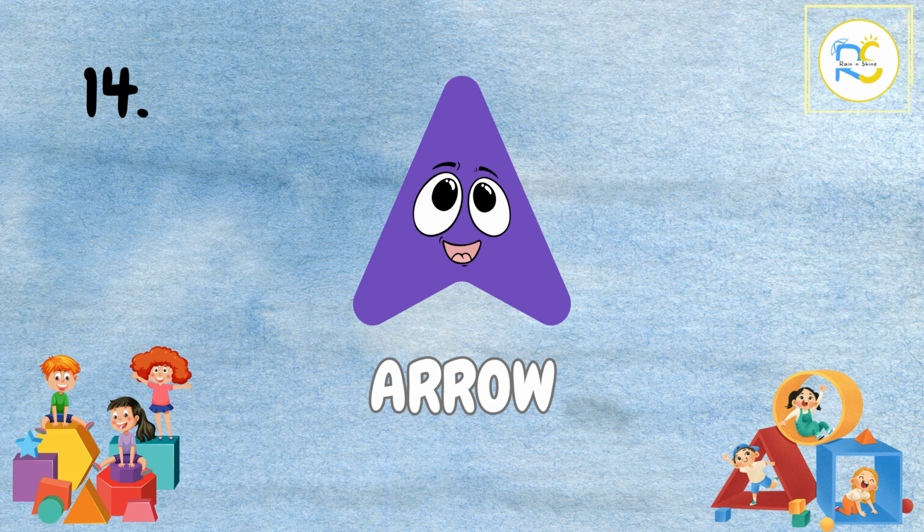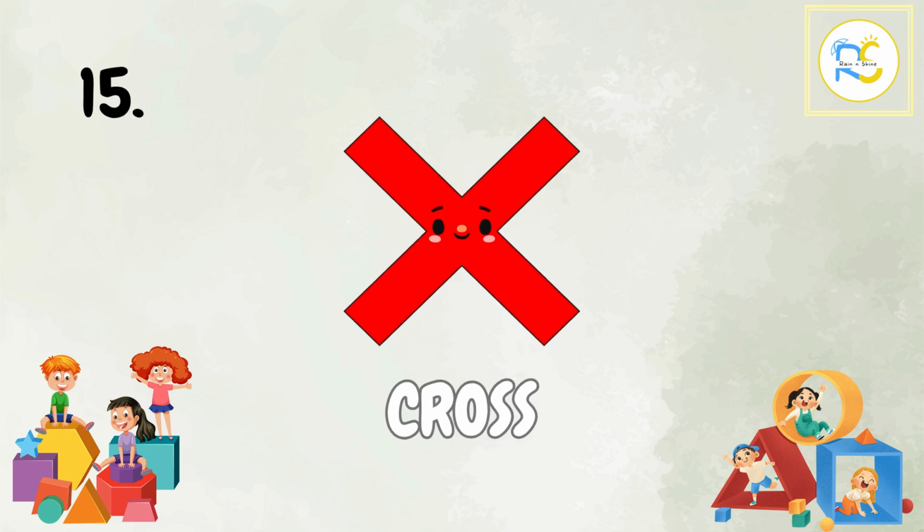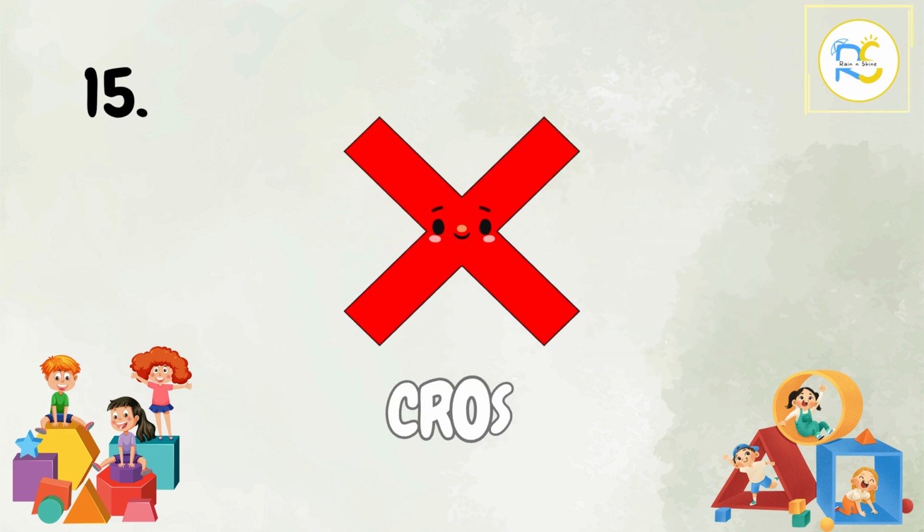Finally, here's a shape with two lines crossing in the middle. It's called a cross. You might see crosses on first aid kits or even in math problems. Crosses are everywhere if you look around. Can you say cross? Fantastic. Now, let's spell it, C-R-O-S-S.